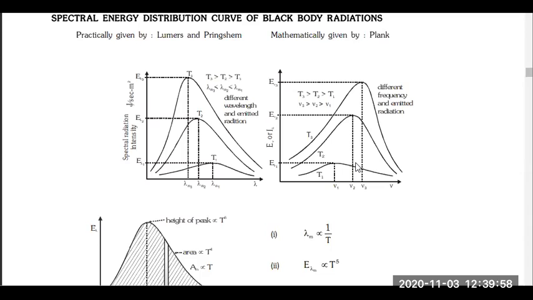Now next we have something called the spectral energy distribution curve for black body radiation, or Wien's displacement law, right? So basically, what is Wien's displacement law? Now, according to Wien's displacement law, the wavelength. Now think about this. If wavelength is more, energy will be less or more? Tell me. If wavelength is more, energy will be less or more.